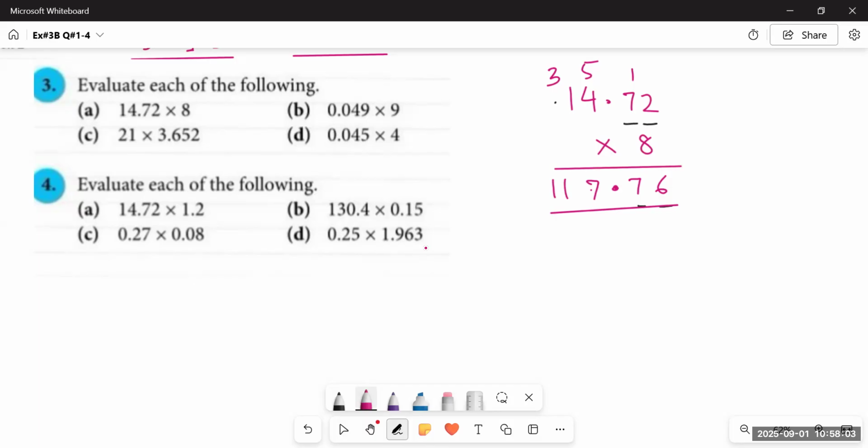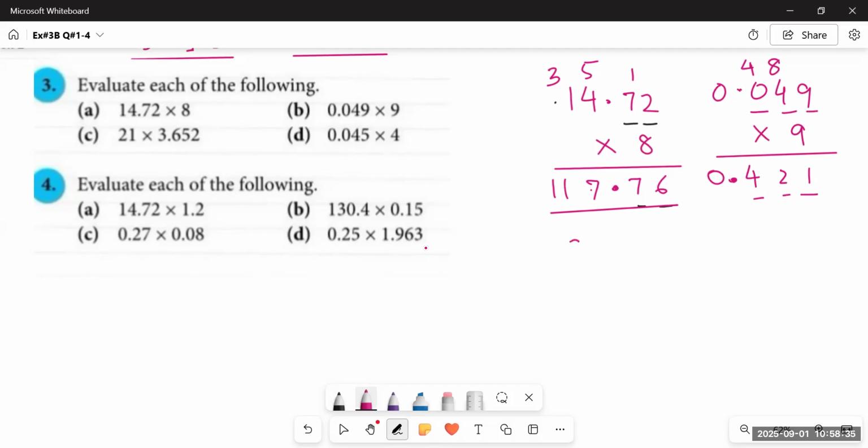Next we have 0.049 into 9. That is 9 times 9 is 81. 9 fours are 36. 36 plus 8 is 42. Here comes 9 zeros are 0 plus 4. 9 zeros are 0. So we have 3 decimal places. Again, we are going to put the decimal before 3 places. It becomes 0.421. Next, we have 21 into 3.652.